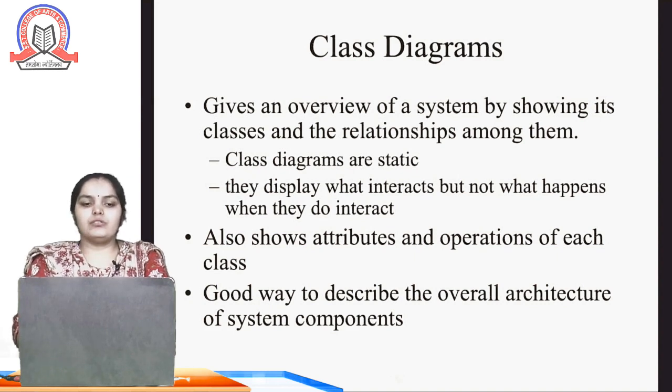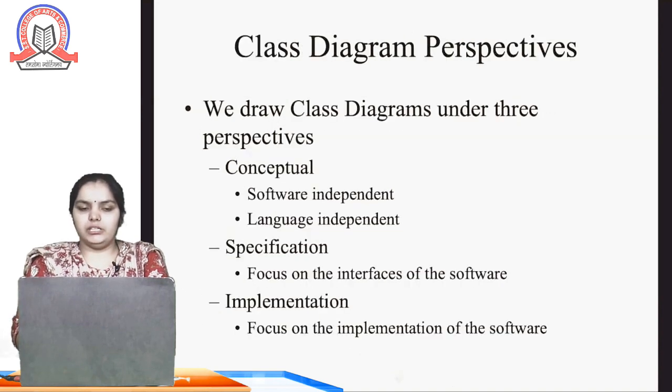classes. So class diagrams are nothing but static diagrams. They display what interacts but not what happens when they interact. It always shows the attributes and the operations of each class. It is a good way to describe the overall architecture of the system components and explain each and every component in detail.